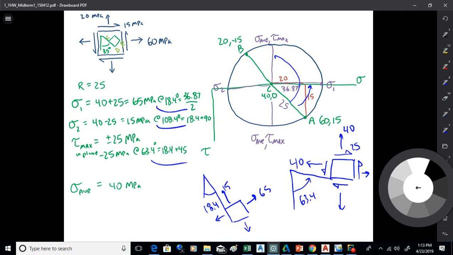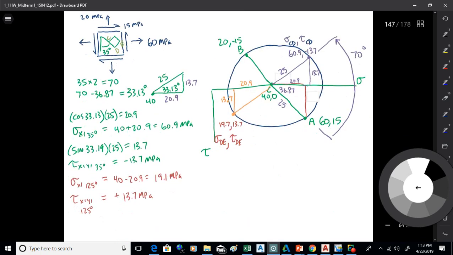Now to get into the rest of the stuff with the angles, let's say we want to find the stress on that plane right there on CD and also on DE. We can do that off the circle, just like you can do it with the equations. You have to do a little bit with the angles, though.